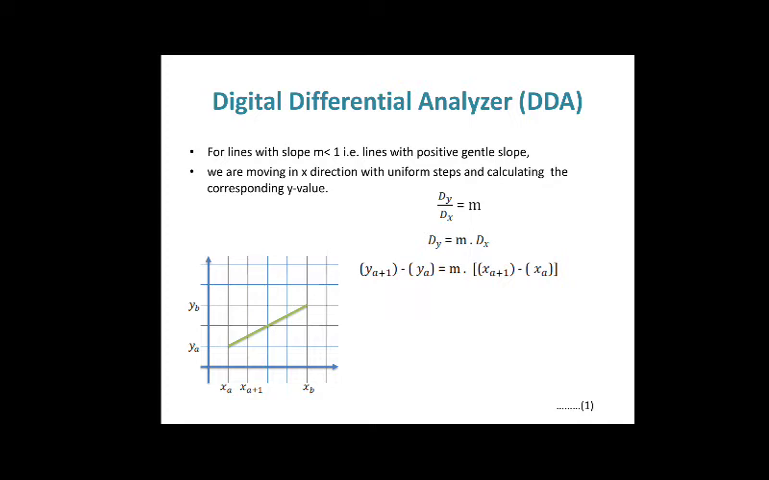Whenever x is changing in the uniform direction, means x is incremented by 1, at that time we have to find out the value of y, right. That is why I have written the equation dy is equal to m into dx, because I know x is incrementing by 1, but I do not know what will be the value of y for this corresponding x, right. So, I have to find out the value of y. So, how am I representing this dy?